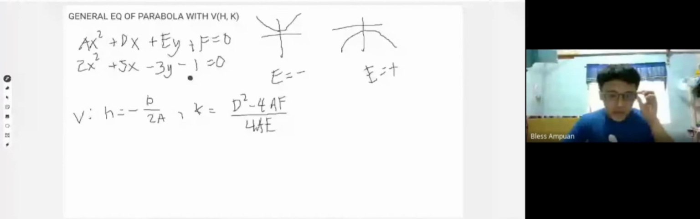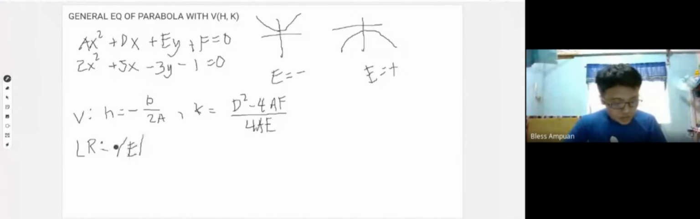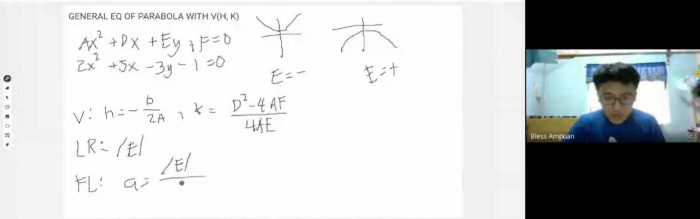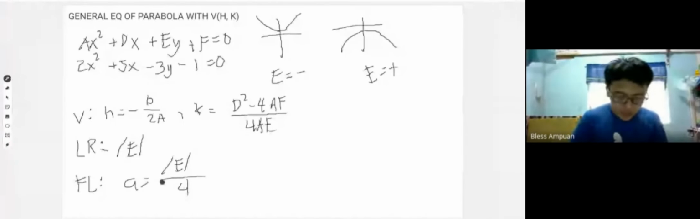So now next is how to solve for the latus rectum. The latus rectum is equal to the absolute value of E. Okay. And then the focal length, which is a, is equals to the absolute value of E over 4. So ganun lang kadali. So ganun ang pag-solve. Okay.